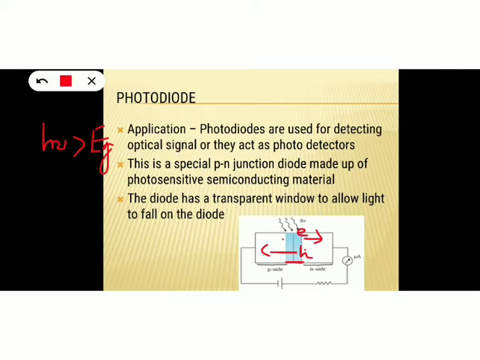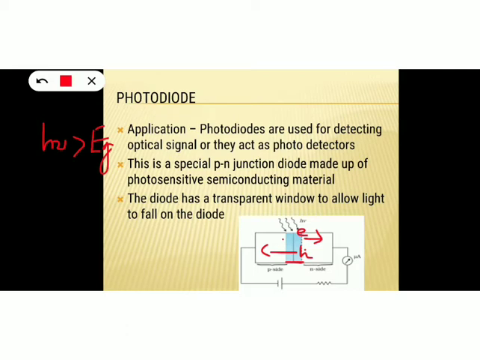That means electrons will drift towards the N side and holes will drift towards the P side. As a result, the N side will become more and more negative and the P side will become more and more positive, due to which a potential difference is developed across both ends of the photodiode, and hence a photocurrent will flow through the photodiode. This potential difference developed is known as photovoltage.